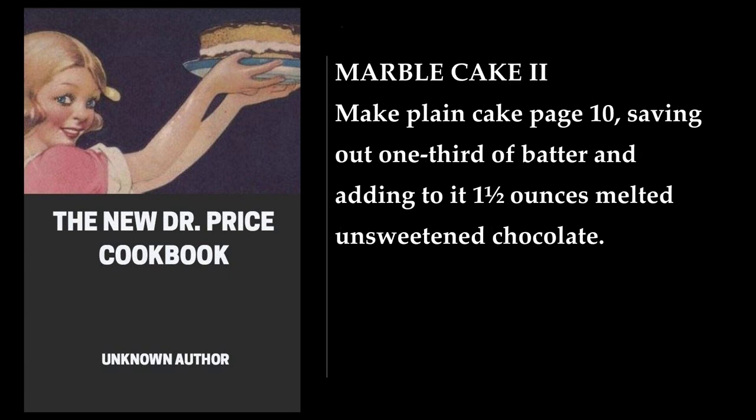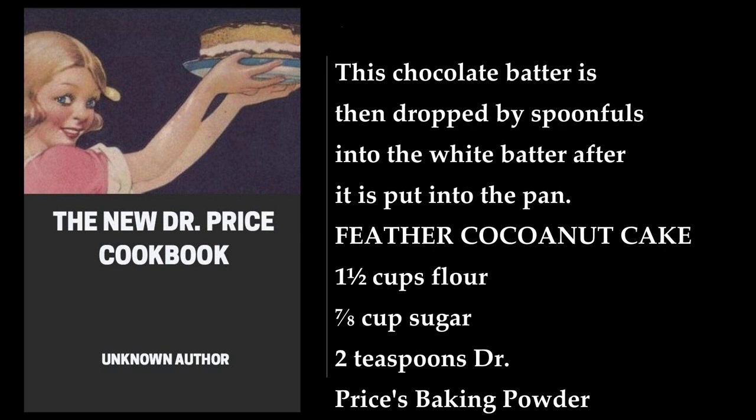Marble cake 2. Make plain cake, page 10, saving out 1/3 of batter and adding to it 1.5 ounces melted unsweetened chocolate. This chocolate batter is then dropped by spoonfuls into the white batter after it is put into the pan.